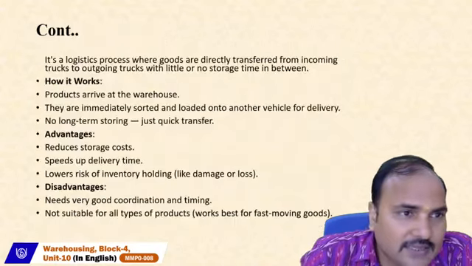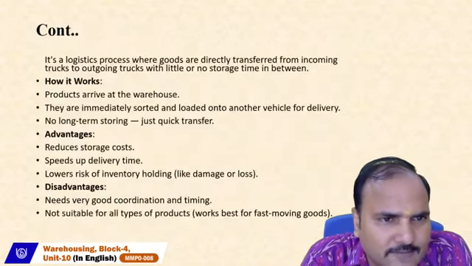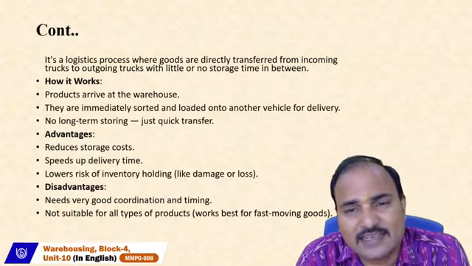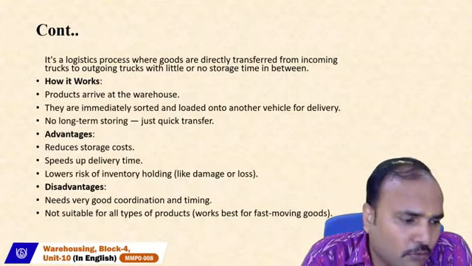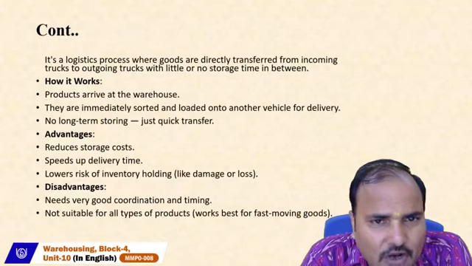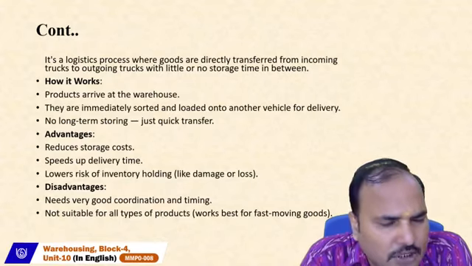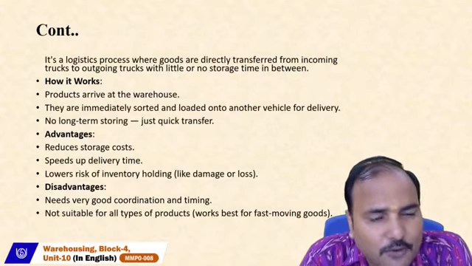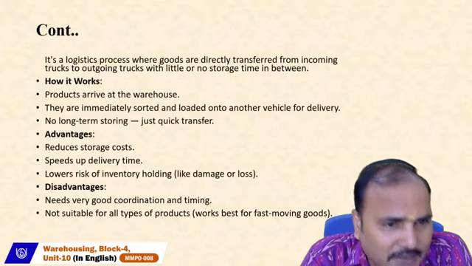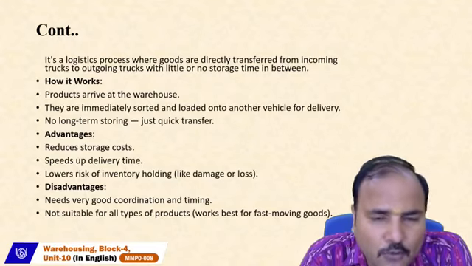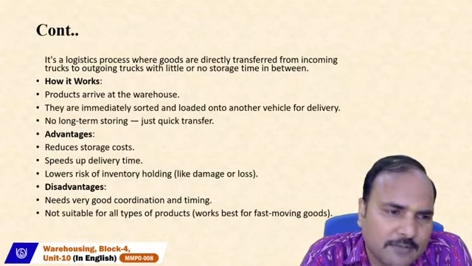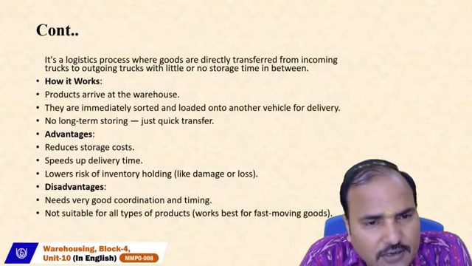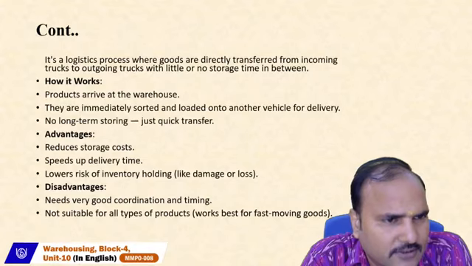And here we can say it is a logistic process. Cross-docking is a logistic process where goods are directly transferred from incoming trucks to outgoing trucks with little or no storage time in between. So here the question is, how does it work? Products arrive at the warehouse, and immediately after arriving, they are sorted and loaded onto another vehicle for delivery. Here, there is no long-term storing. It just receives and a quick transfer occurs.